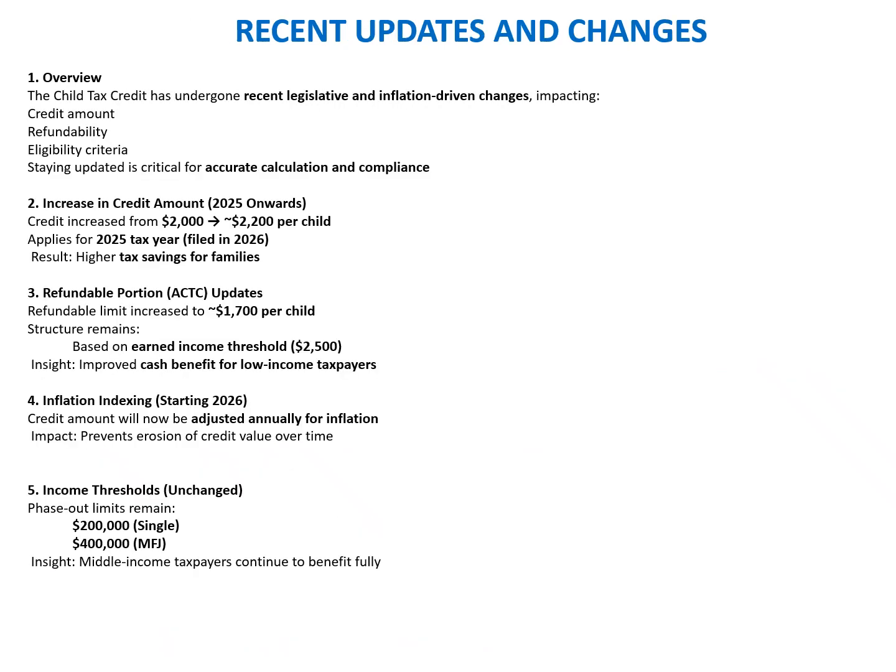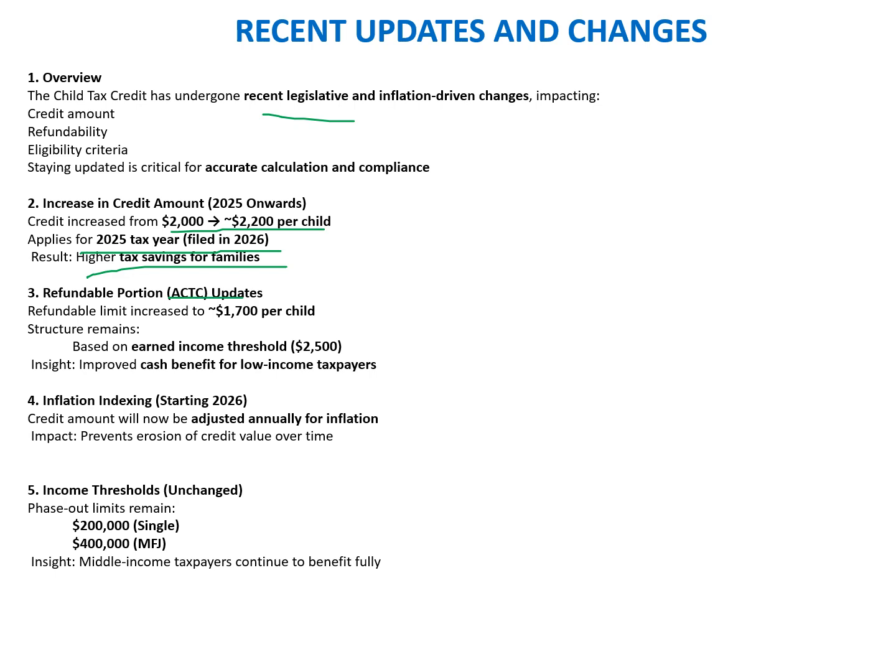Okay. Now we know that tax laws are subject to changes by the tax authorities, and there are some recent changes to tax credits, the child tax credit as well. The child tax credit has undergone recent legislative changes. So what are those? Increase in the credit amount. The credit increased from 2,000 to 2,200 per child and applies for the 2025 year, filed in 2026, which results in higher tax savings for families.